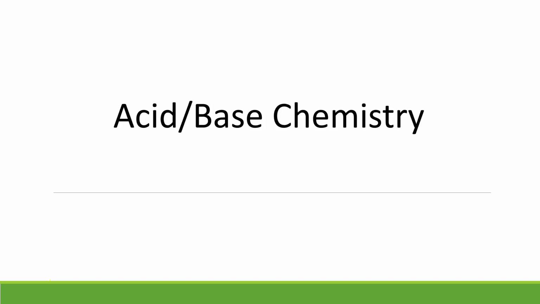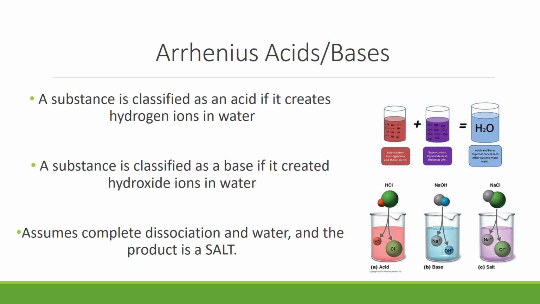Everyone, so today we are going to be talking about acid-base chemistry. So first let's start off with talking about Arrhenius acids and bases. So Arrhenius classifies that a substance is an acid if it creates hydronium ions in water.